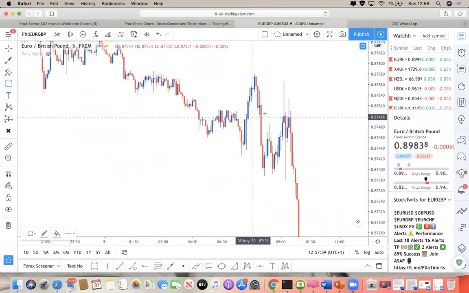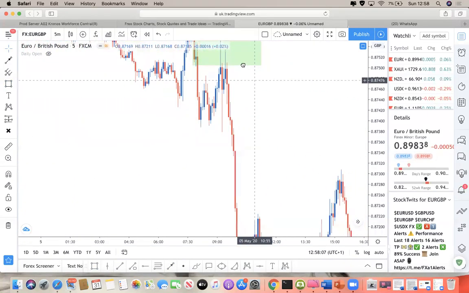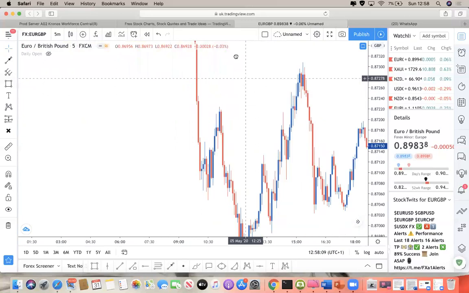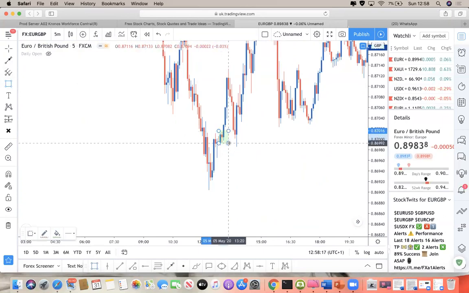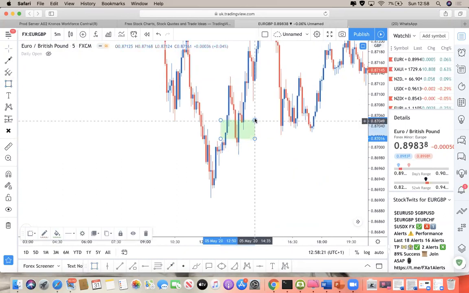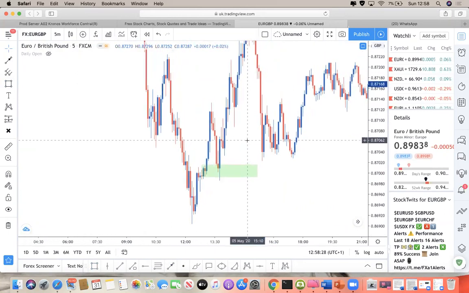Same thing happening right here. They created an institutional candlestick right here. Came back into it. And look, they dropped. Textbook trading strategy. Look, on the sell side, they created an institutional candlestick right here, came back into the institutional candlestick, and they bought.